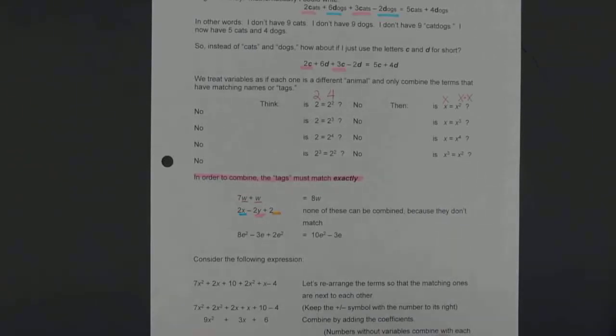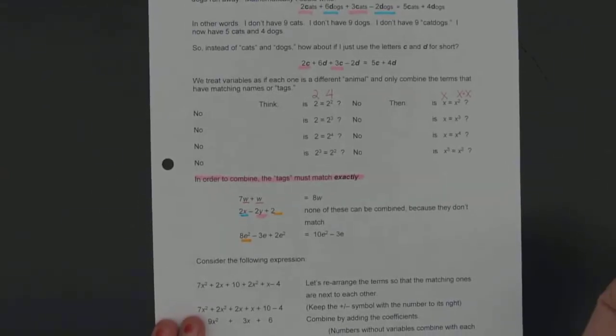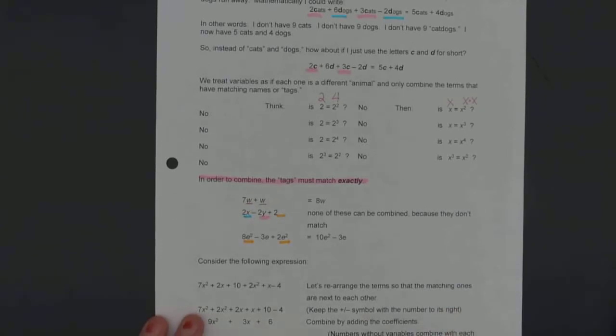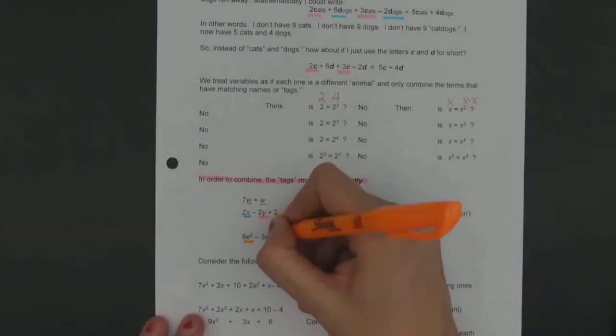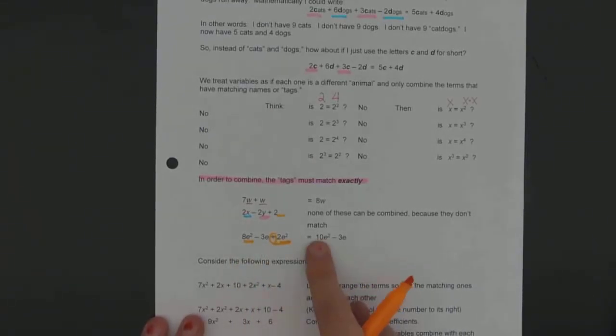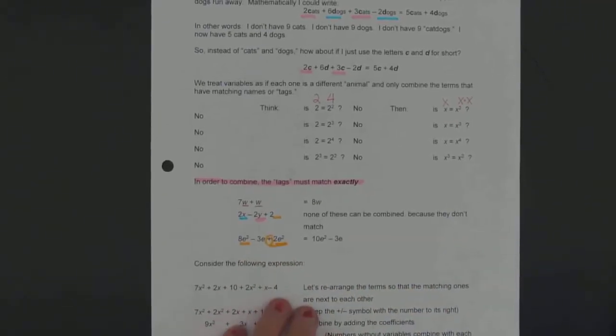And the next expression, I have 8e squared minus 3e plus 2e squared. Because e squared is exactly the same, I can just combine those. And again, I take the sign to the left. So 8e squared plus 2e squared equals 10e squared. And then I just bring over my subtract 3e because I did not use that. Okay, so I'm going to do a few example problems with you guys.